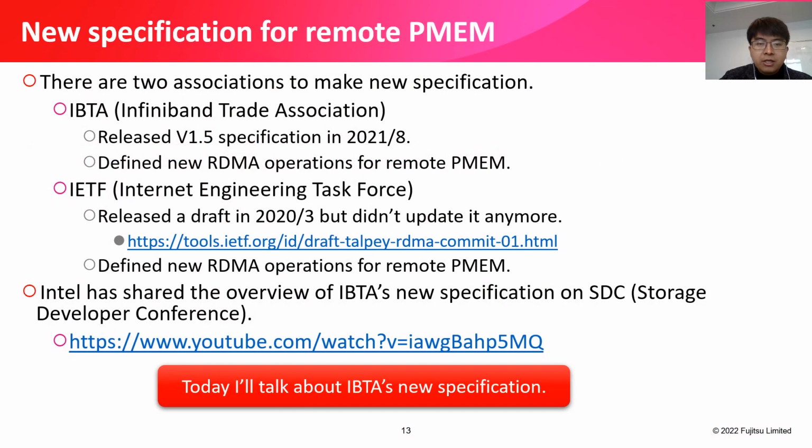There are two associations making a new specification, IBTA and IETF. IBTA released the v1.5 specification in August 2021, and it defined the new RDMA operations for remote PMEM. IETF released a draft in March 2020 but didn't update it anymore. It also defined the new RDMA operations for remote PMEM.